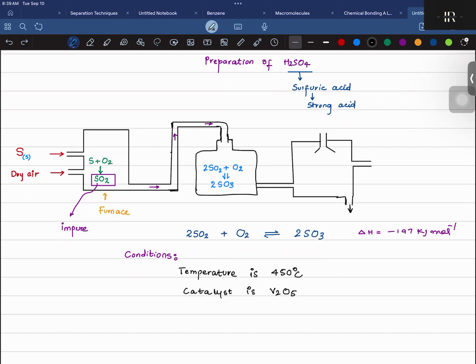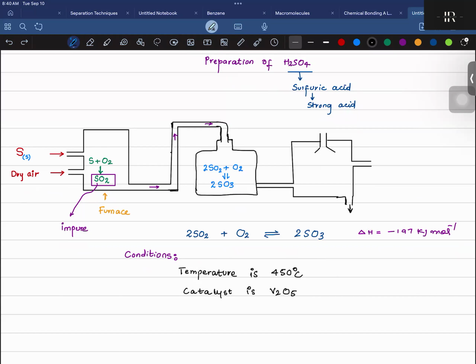To increase the yield, since the reaction is exothermic, higher temperature is unfavorable. So why am I going to give the higher temperature, 450 degrees Celsius? The reason is that the rate of reaction would increase with temperature, and the catalyst is going to increase the rate of reaction and lower the activation energy.